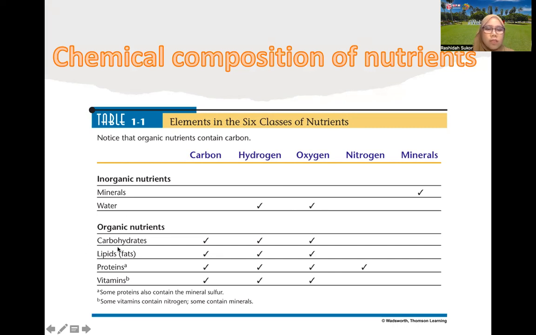But for organic nutrients, carbohydrates, lipids, proteins, vitamins, they all have carbon, hydrogen, and oxygen. If you go back to your other topics on carbohydrates, lipids, proteins, and vitamins, they have all these elements: carbon, hydrogen, and oxygen. But only proteins have nitrogen, and that's why it is called amino. Amino is made up of NH2, right? So you have the N in there.